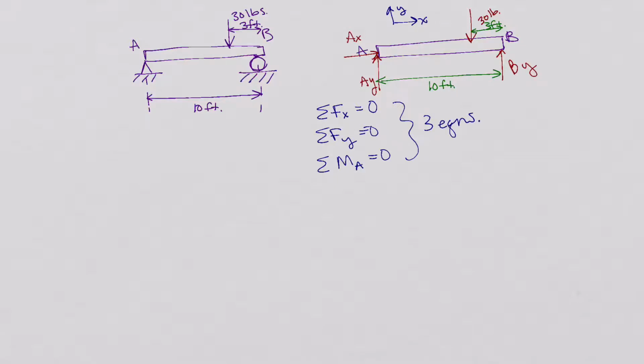And if you look up at our free body diagram, our unknowns are AX, AY, and BY. And we know everything else. We know the magnitude and the direction of that 30-pound force. So we have 3 unknowns and 3 equations, so we should be able to solve it. So that one shouldn't be a problem. All right, I'm going to pause it and draw another one.